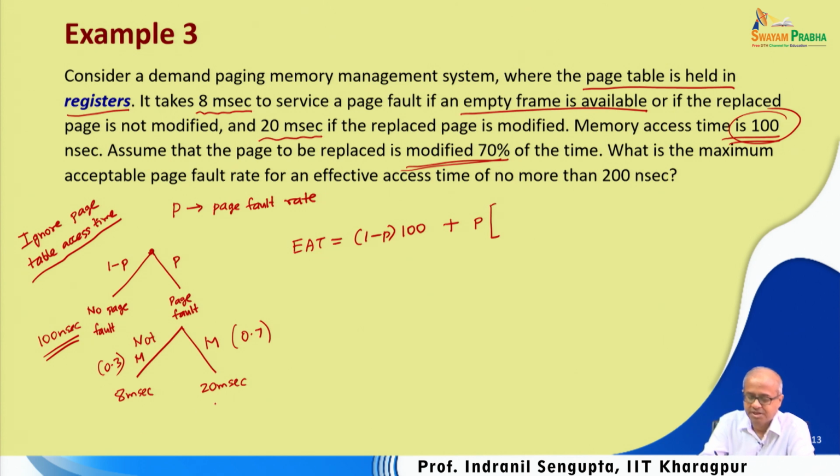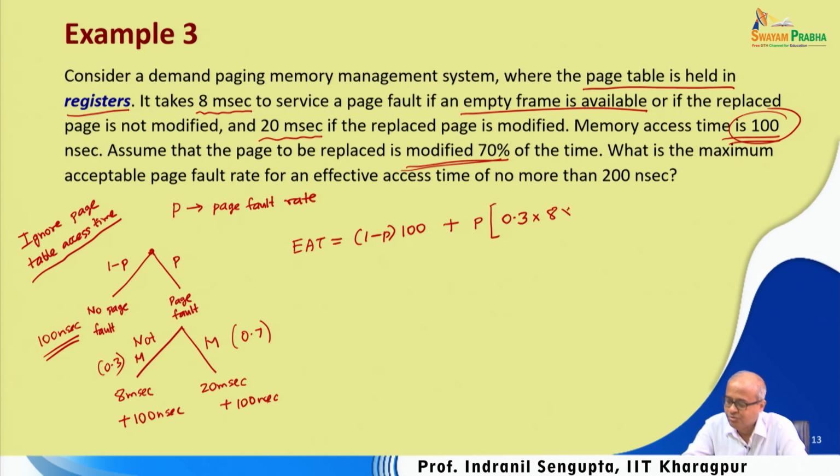into this whole thing. Now, here again there are two cases, modified or not modified. If it is not modified, 0.3 multiplied by 8 milliseconds. Actually it would be plus accessing memory, 100 nanoseconds, but I am ignoring those nanoseconds since they are so small. 1 millisecond is 10 to the power 6 nanoseconds, so 8 means 8 into 10 to the power 6, plus with 0.7 probability it is modified, so 20 into 10 to the power 6. This is the total expression for the effective access time.